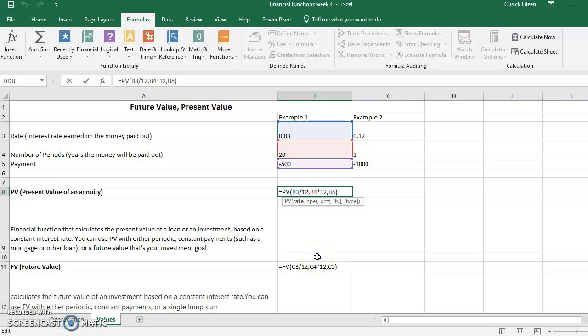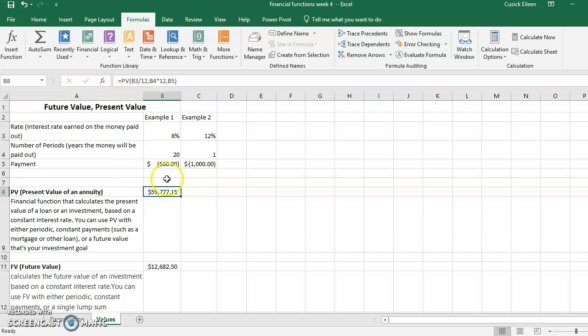Now if I escape out of here and look, basically if I save $500 for 20 years at 8%, the present value of that money would be $59,777.